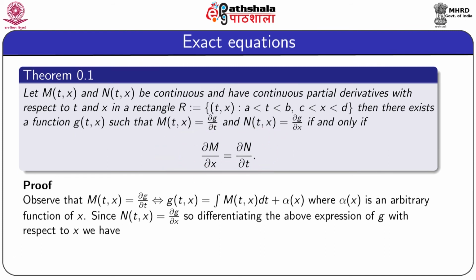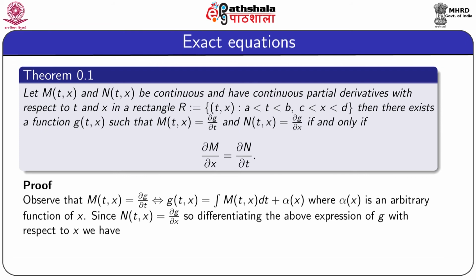For the proof, we start with the function M which is equal to ∂g/∂t, and this implies, if we integrate both sides, g(t,x) is equal to the integral of M(t,x) dt plus α(x). Please note, this α(x) will only be a function of x because we are integrating both sides with respect to t.